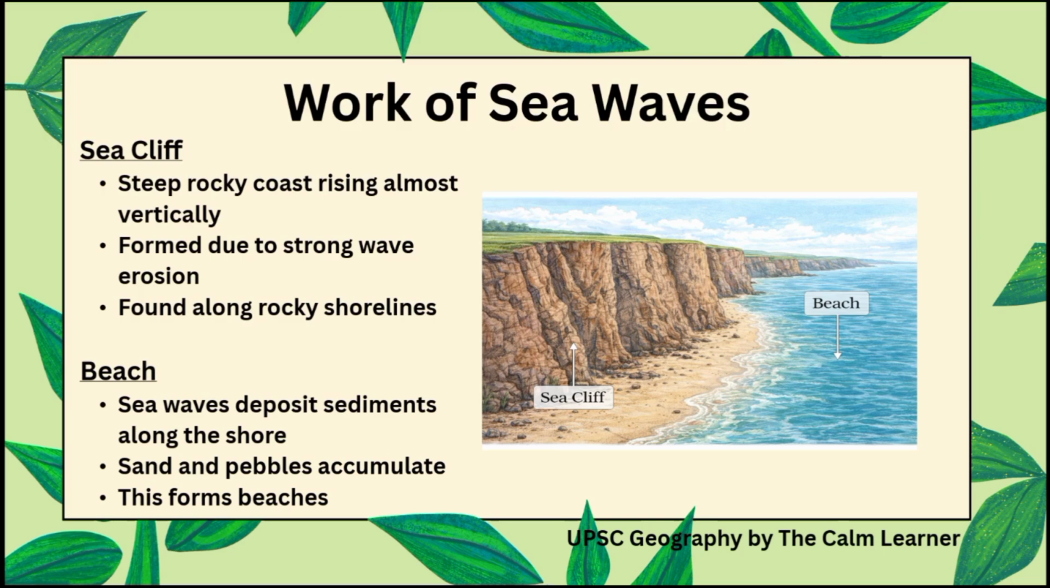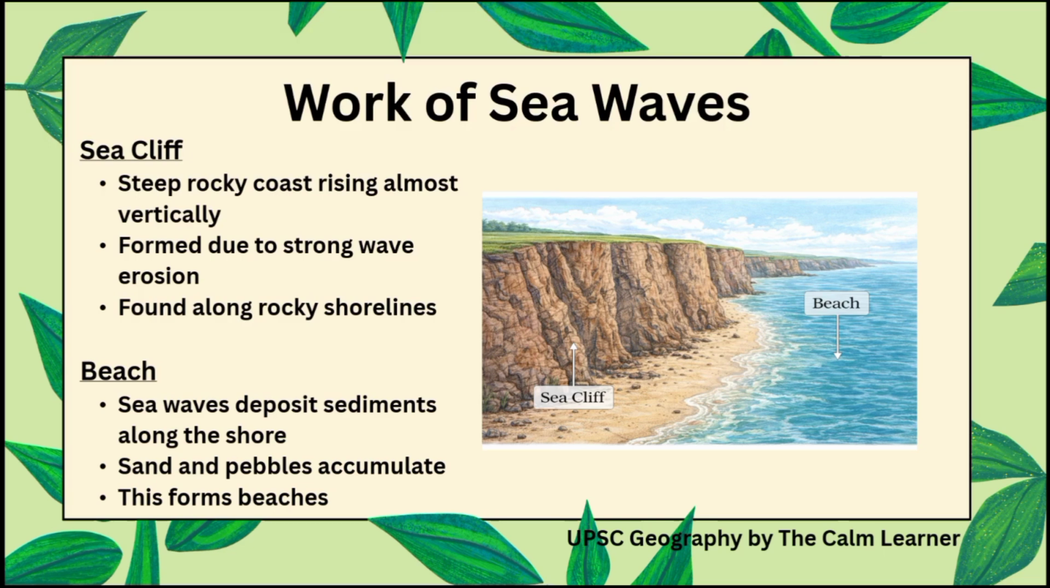Now, let us look at two more landforms created by the work of sea waves, sea cliffs and beaches. A sea cliff is a steep rocky coast that rises almost vertically from the sea. It is formed due to strong continuous wave erosion. Powerful sea waves keep striking the base of the rocks, slowly cutting them back. That is why sea cliffs are usually found along rocky shorelines.